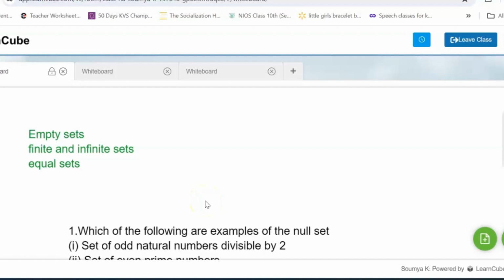Today we are going to cover the sets question exercise number 1.2 from the NCERT textbook. This can be used as a practice problem for the NIOS set theory chapter.